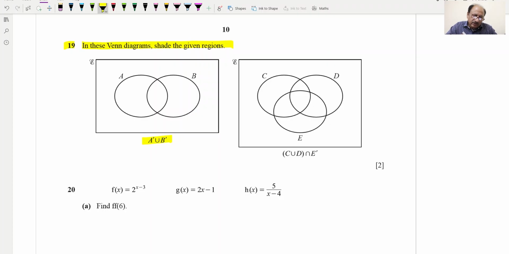A complement will be whatever the outer region is. If we shade A complement, it will be this one. First of all, we are drawing A complement. Hopefully you are understanding, and this will be A complement, which we have almost drawn. This is our A complement.